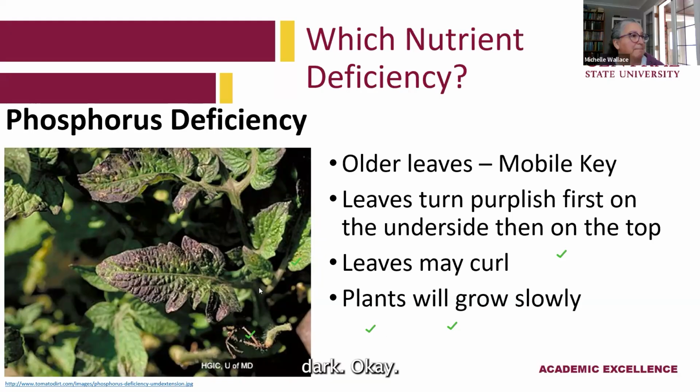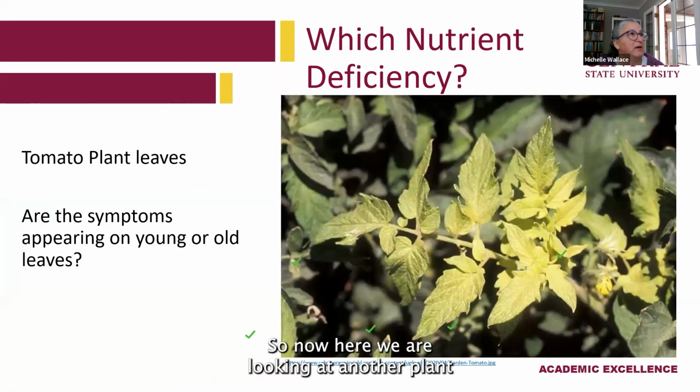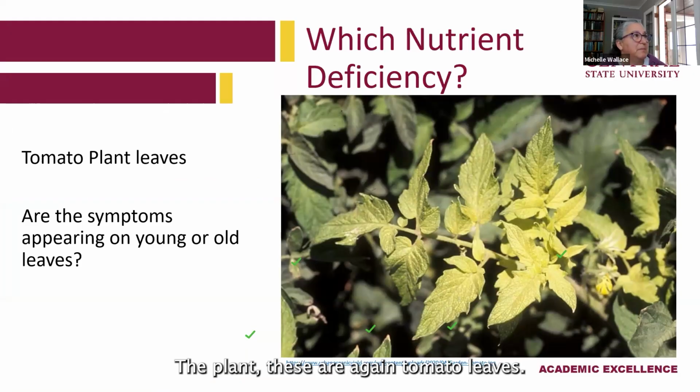Dark. Okay. All right. So now here we're looking at another plant nutrient deficiency. These are again tomato leaves. How would you describe the symptoms? Are they appearing on old or young leaves? If you could just look in the background, you see some flowers.